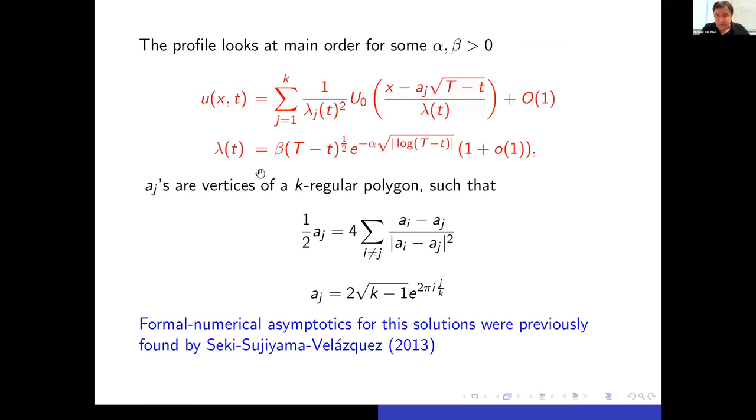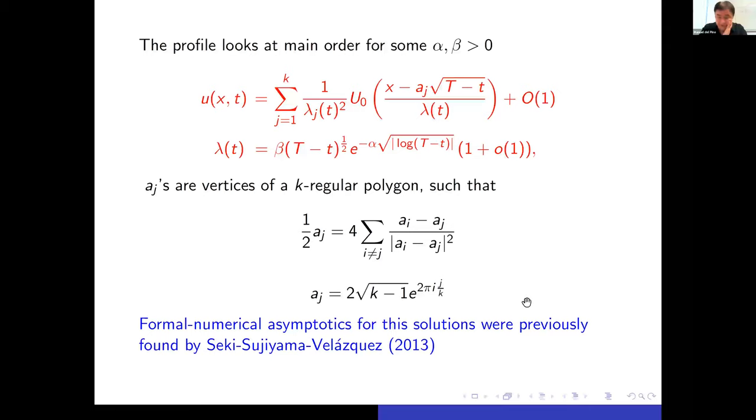In fact, the profile has now this form, which is a correction of a self-similar one, where the concentration is happening at the square root of (T minus t) rate, at points a_j around the origin, where these a_j have to satisfy this equation. Okay, and in fact, you have a polygonal solution of this form. This result was obtained formally before by Seki, Sugiyama and Velazquez some years ago.